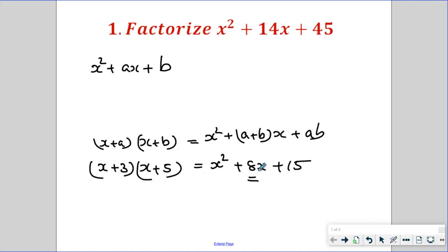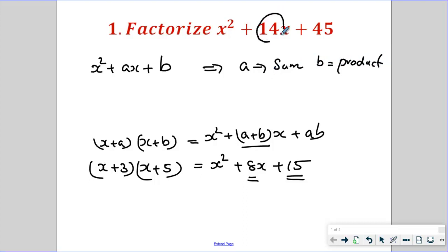Here 8 is the sum of a and b and 15 is the product of a and b. So here we can write a is the sum and b is the product. Here what is a? A is 14 and b is 45. That is, during the multiplication, if these factors are given, we have to find the product. Now this product is given, we have to find out the factors.